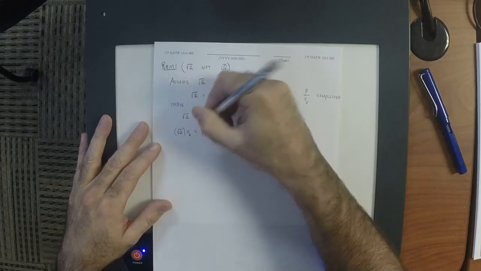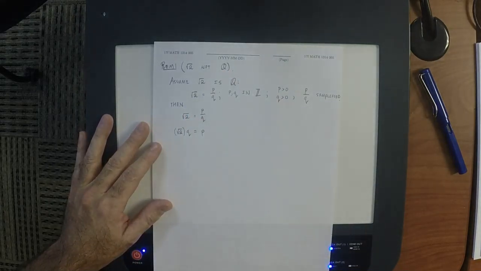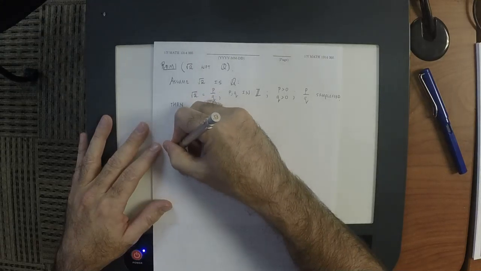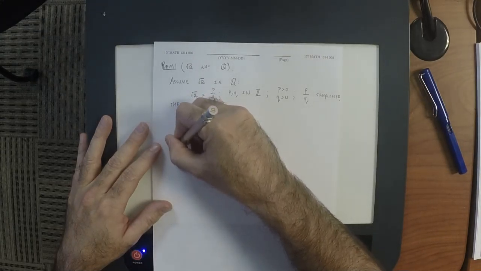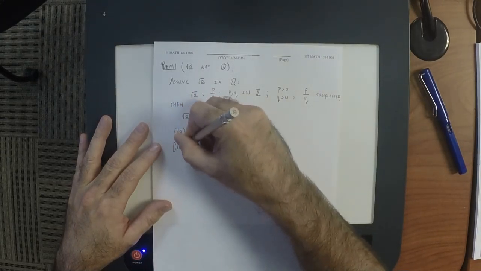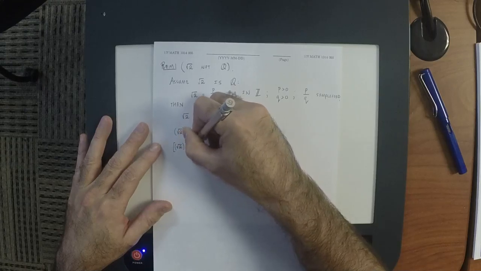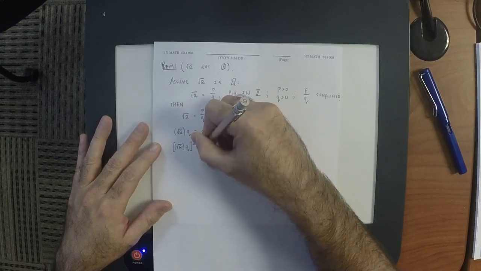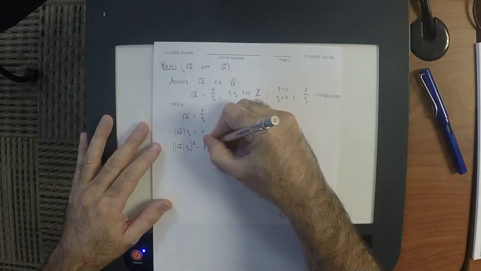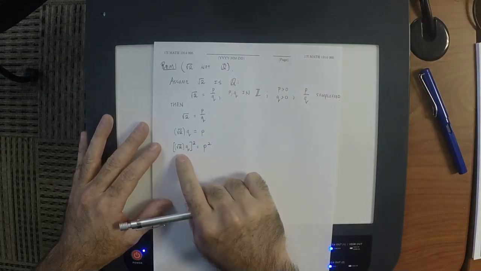Okay. Well, we could take this equation right here, the square root of 2 is p over q. I'm going to multiply both sides by q. Now I'm going to square both sides.